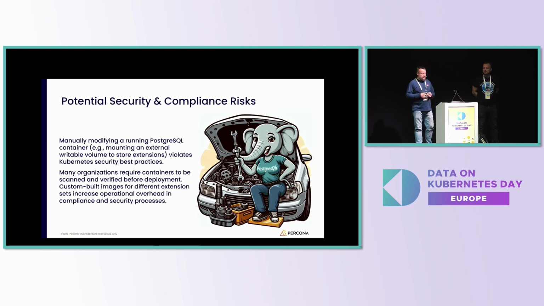But doing it this way also brings a security and compliance risk, right? Modifying a manually running PostgreSQL container, or mounting an external volume to pull extensions from, violates Kubernetes best practices. And also many organizations have a requirement that each container image needs to be scanned, verified, and made sure that it doesn't include any CVEs, any open vulnerabilities. Which, again, when you take into consideration building multiple images that are very similar, just exponentially increases the amount of work that is needed and the cost associated with this.